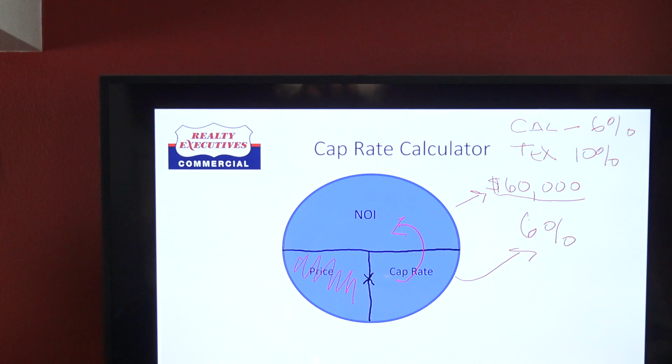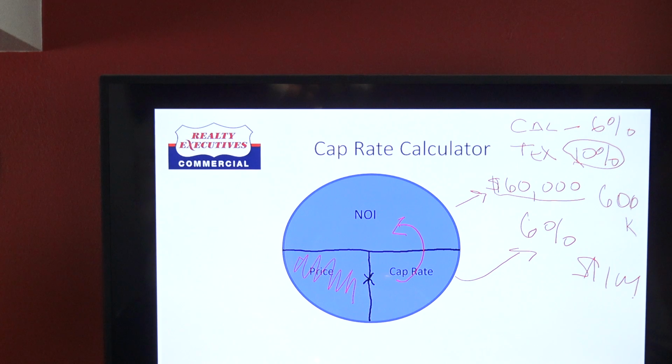So what is the cap rate in Texas? 10%. If I was going to buy this building at a 10% cap rate with income of 60,000, how much am I going to pay for the building? 600,000. Now, I'm using the same income, but my cap rate in California is 6%. How much am I paying? 1 million. Absolutely. So I'm at 1 million over here.